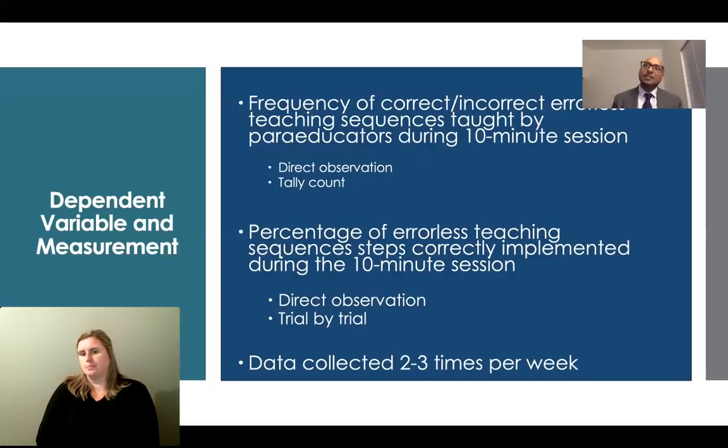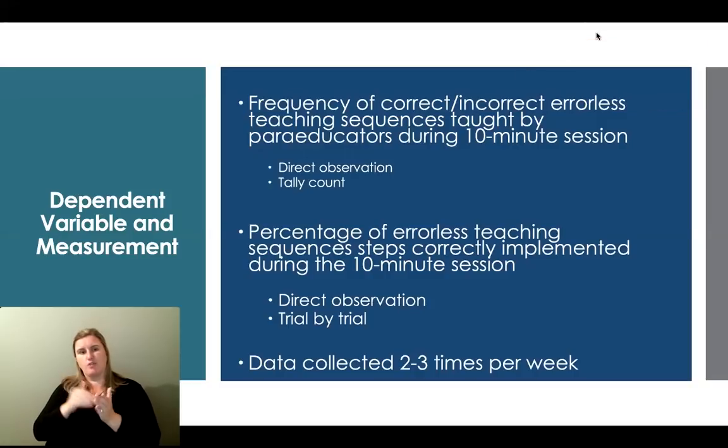Similarly, as in the case of the previous study presented, we evaluated the frequency of correct and incorrect errorless teaching sequences taught during specific training sessions implemented by paraeducators, as well as the percentage of errorless teaching sequence steps correctly implemented. In both cases, observation occurred via live, direct observation, trial by trial, and tally counts were used as the preferred method for data collection. And similarly, as in our previous study, data was collected only 2 to 3 days per week.